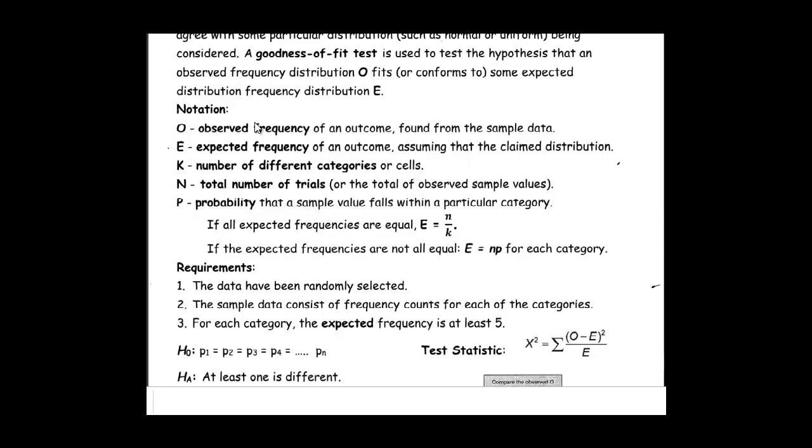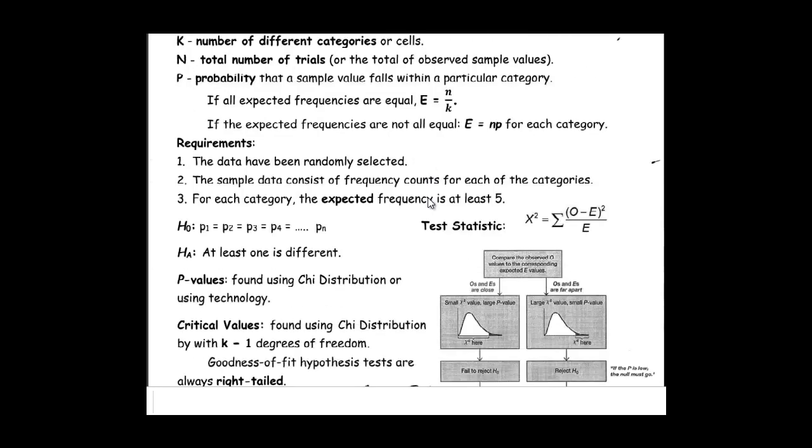As far as working through and recognizing the number of categories, I think once we get going with this, we just need to do some examples to get it clear in our head. Requirements: again, a randomly selected group. The sample consists of frequency counts for each of the categories. For each category, the expected frequency is at least 5.